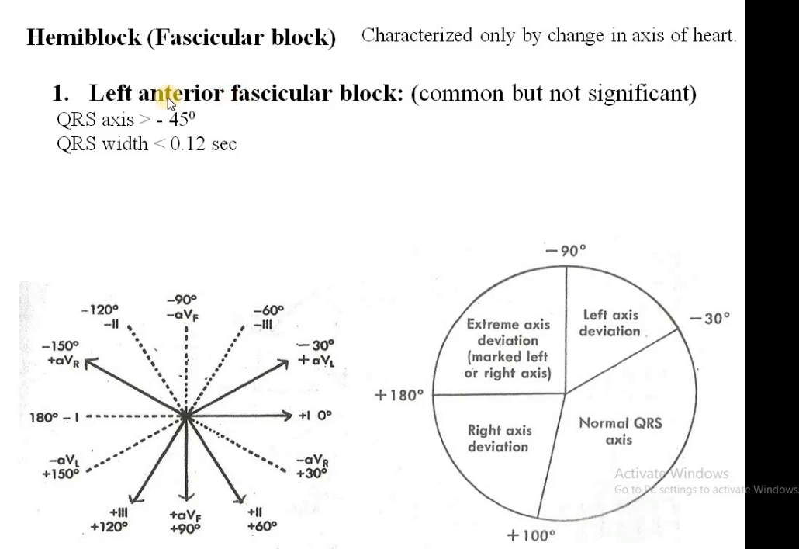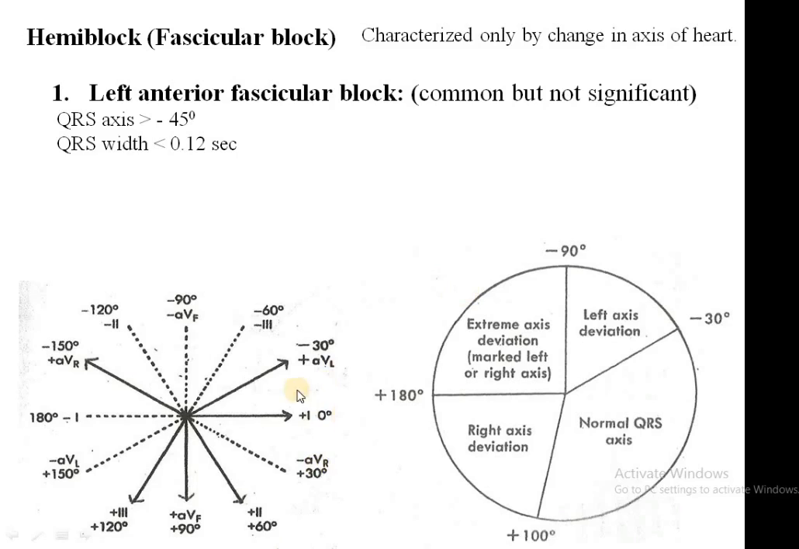Now, left anterior fascicular block is common but not significant. It is more common than left posterior fascicular block, but not significant. The QRS axis will be beyond -45, so it will be left axis deviation, -30 here, so it will be more than -45, and the QRS width will be less than 0.12 second. Now how will you find out the axis deviation? For this you need to go through my lecture 5 regarding the heart rate and axis.